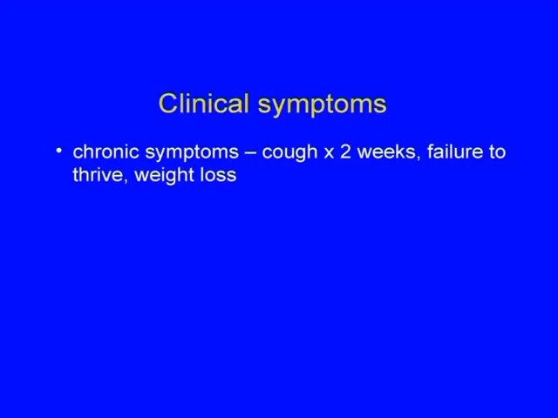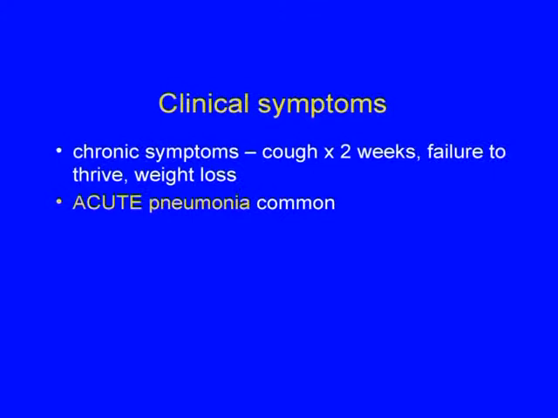Now, the other problem with clinical symptoms is that we've tended to use chronic symptoms. The dogma is that children with TB have chronic cough. They cough for 2 weeks, probably 4 weeks. They have failure to thrive. They have weight loss. But is this actually true? And I think this is not entirely true.